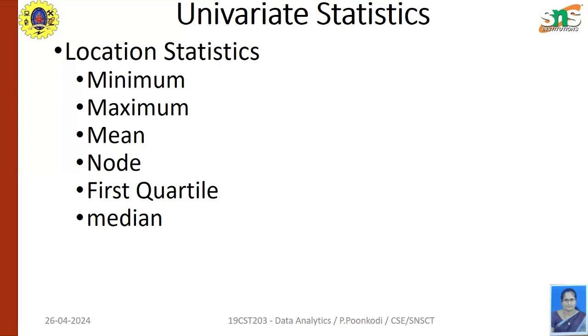The minimum value is the lowest value, the maximum is the largest value, the mean is the average, and the mode is the most frequent value. The first quartile is larger than 25 percent of values, the median is larger than 50 percent, and the third quartile is greater than 75 percent.